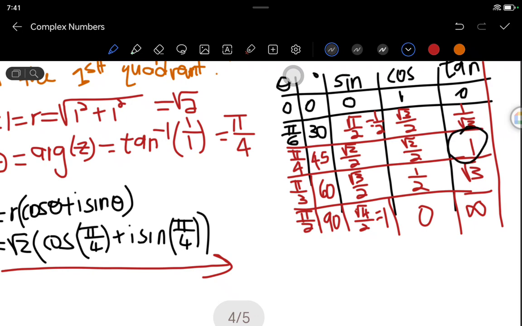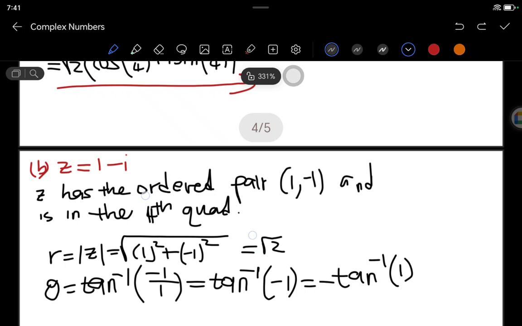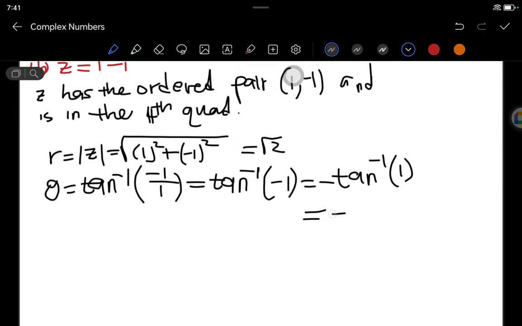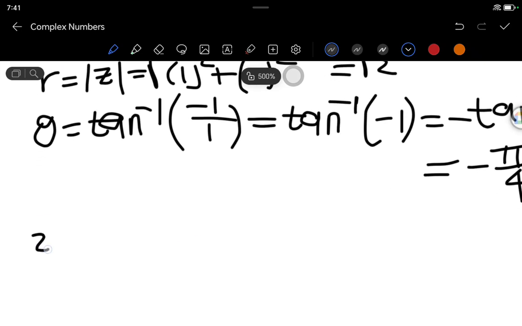Arctan 1 is pi over 4. So I'm just going to have this thing to be negative pi over 4. You see, right? Now, since we have this, we can say that we can express z in the form of r cos theta plus i sine theta.